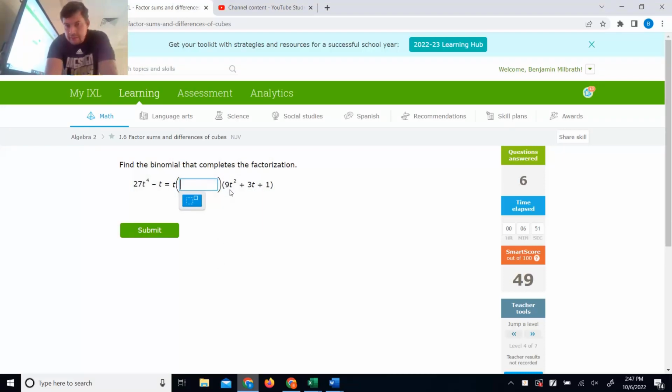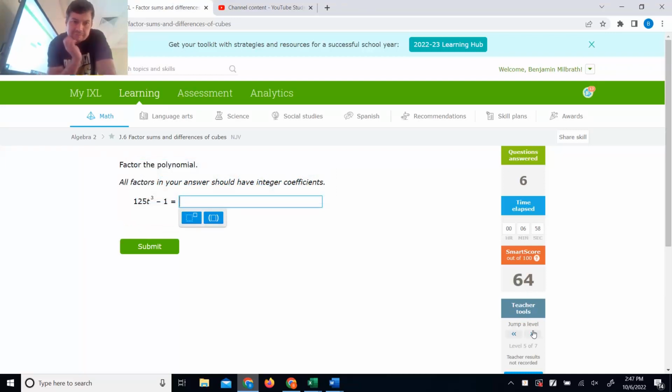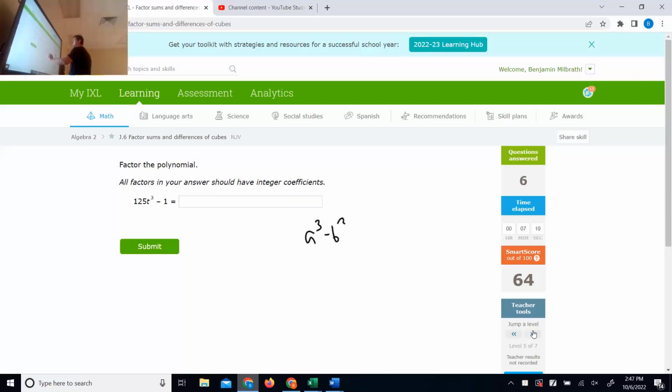Awesome sauce. I'm going to jump up a level. Level 5 of 7. I have no idea why they consider this a jump up a level. This got even easier. It's the minus pattern. Let me write that out for you again. A cubed minus b cubed factors as a minus b times a squared plus ab plus b squared. That's how she factors.